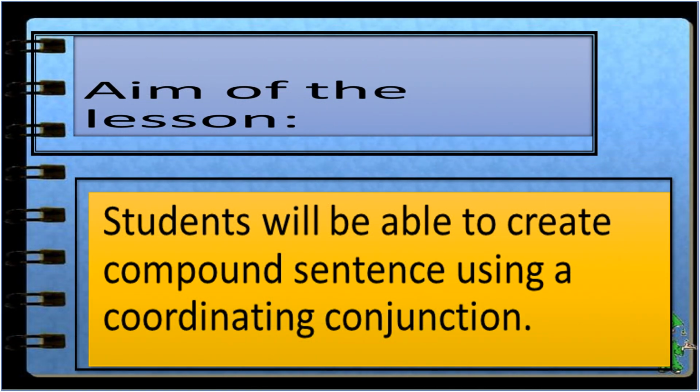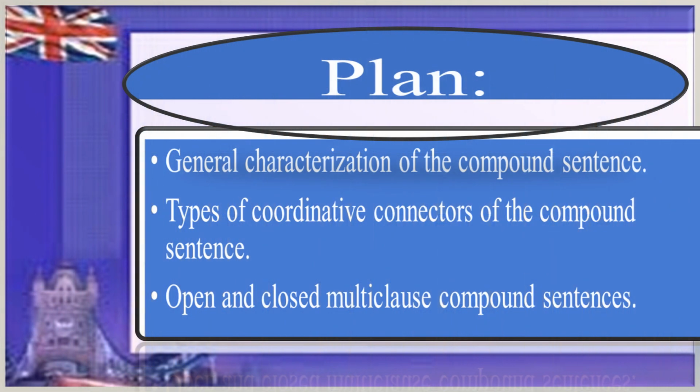Aim of the lesson: students will be able to create compound sentences using a coordinating conjunction. Plan of the lesson: general characterization of the compound sentence. Types of coordinative connectors of the compound sentence. Open and closed multi-clause compound sentences.